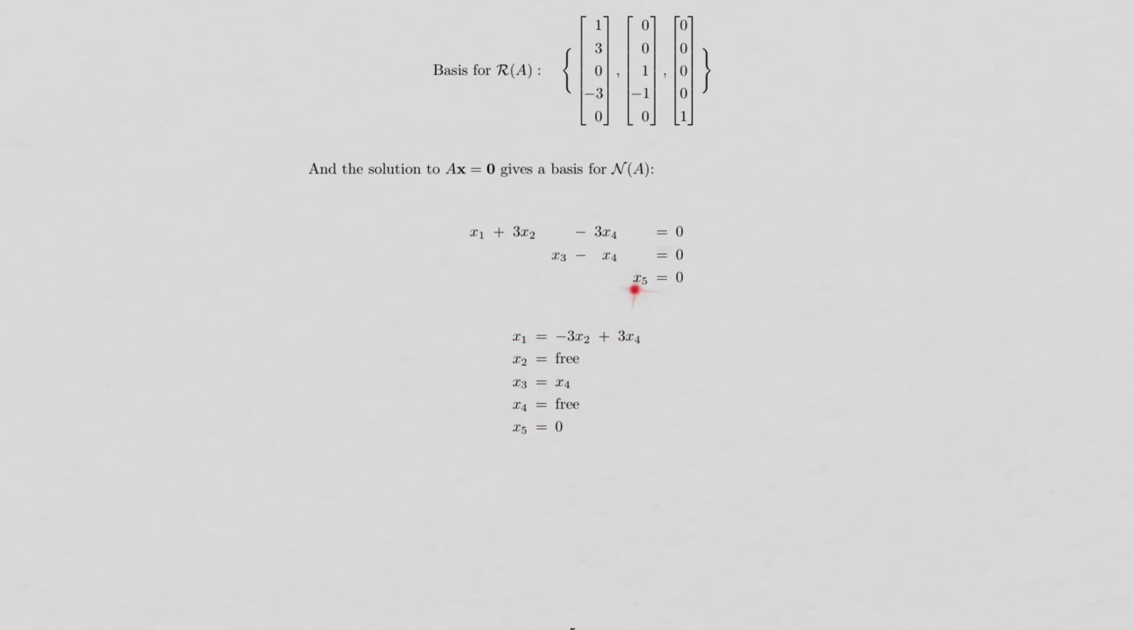Notice that this equation says x5 is equal to 0, so it doesn't depend on x2 or x4. So even though it's a dependent variable, it's actually just always equal to 0. So there's no x2 or x4 in this equation like there is up here for these other dependent variables, and that's totally fine.